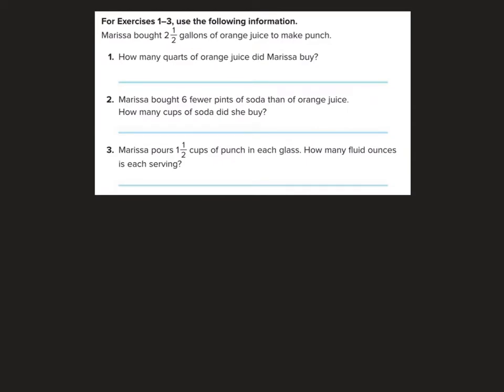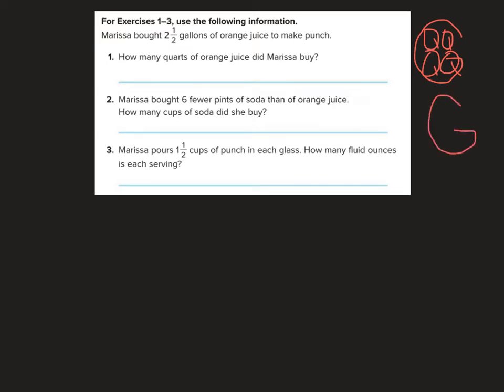Okay, Melissa bought 2.5 gallons of orange juice to make punch. How many quarts of orange juice did Marissa buy? So we know in 1 gallon there are 4 quarts. How many quarts? So she bought 2.5 gallons.